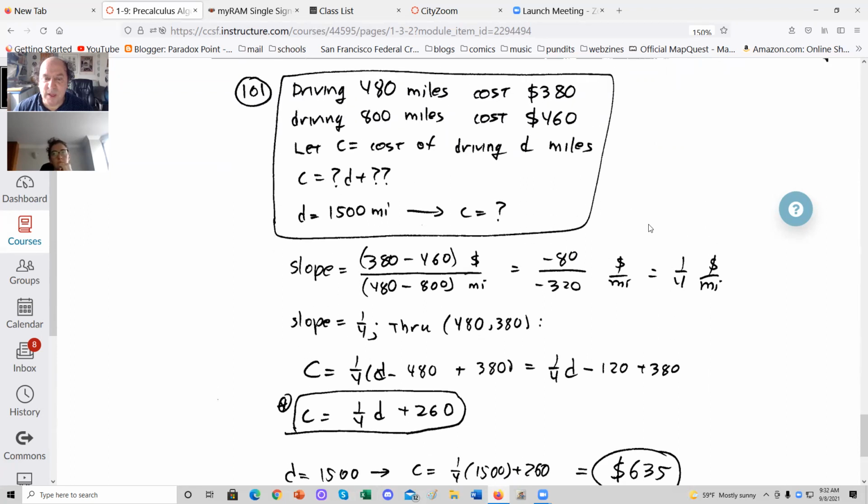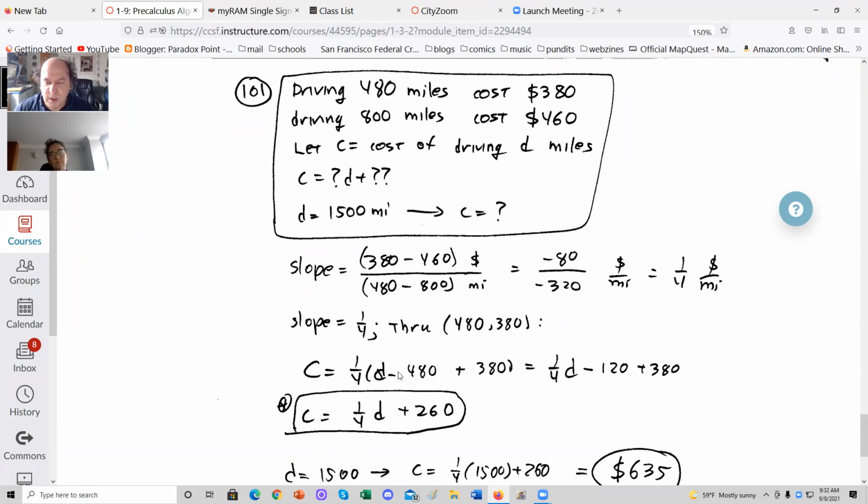Okay, the slope is the dollars per mile. So 380 minus 460, that's in dollars, over 480 minus 800, that's miles. It works out to $0.25 per mile. So slope is 1/4. Through, let's try 480 by 380.